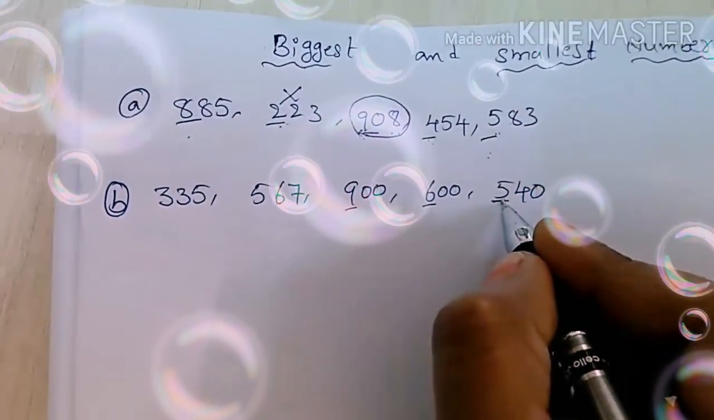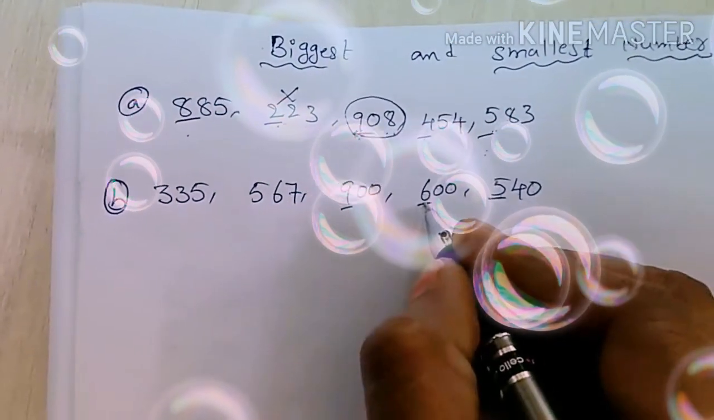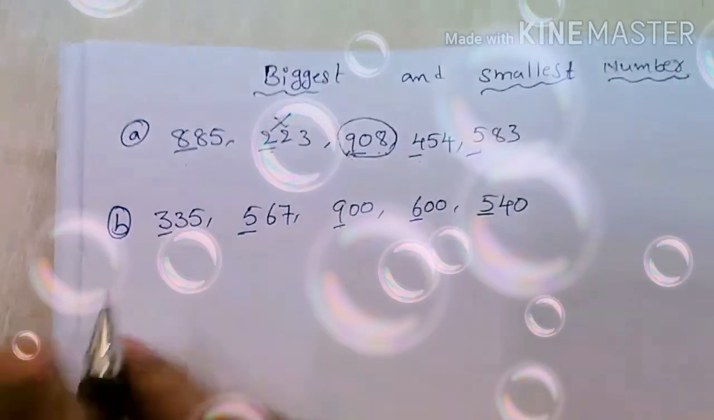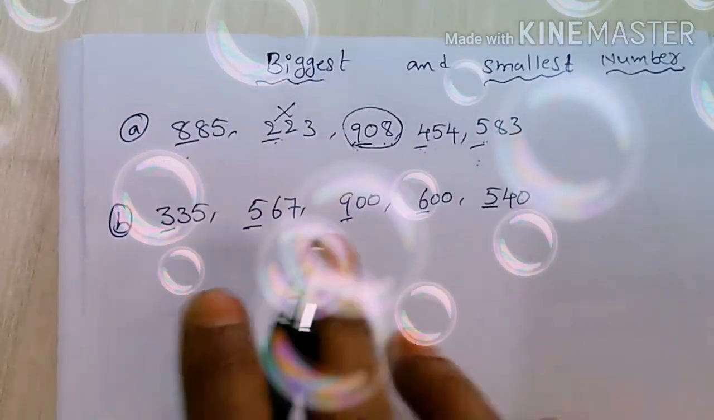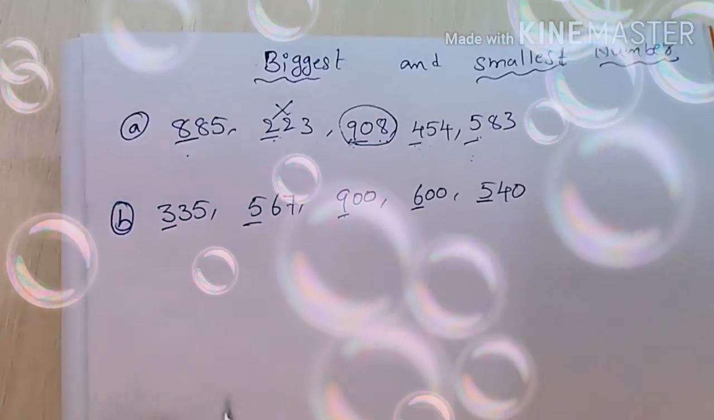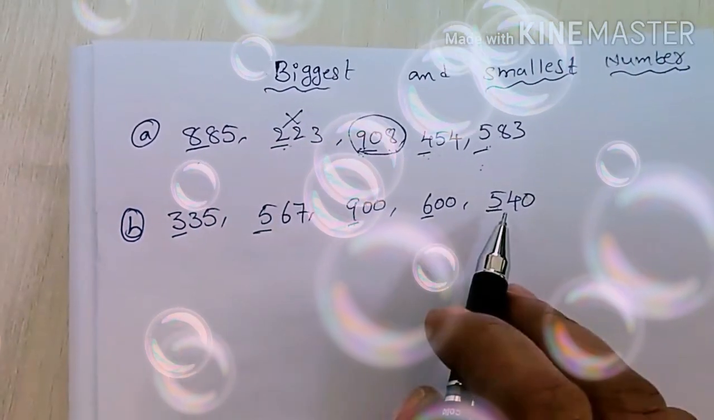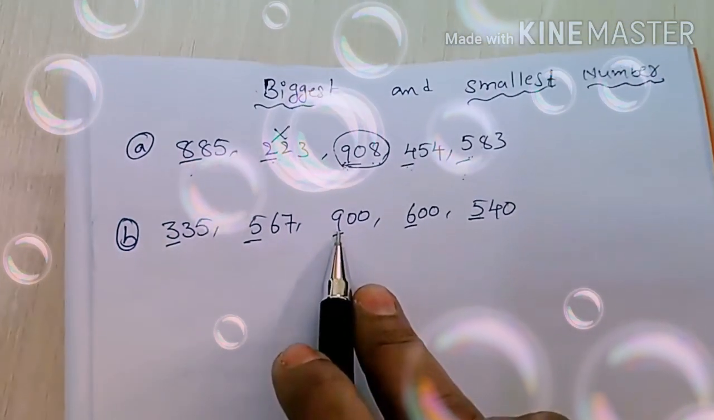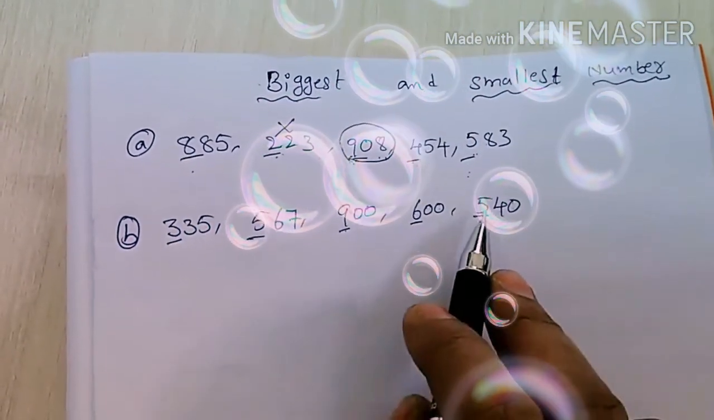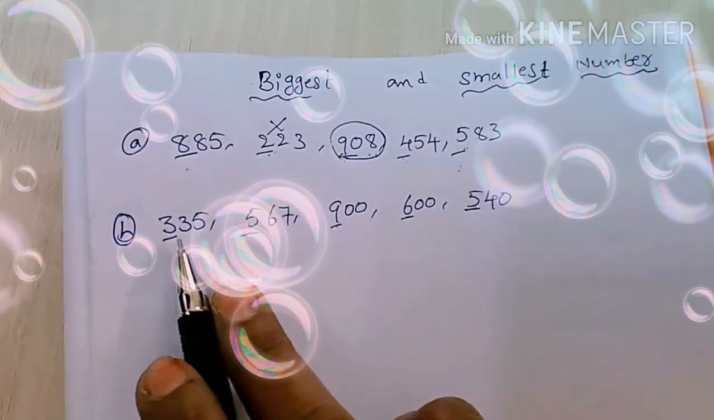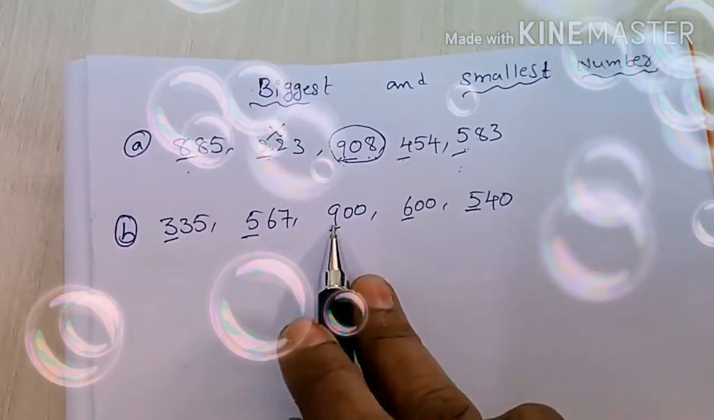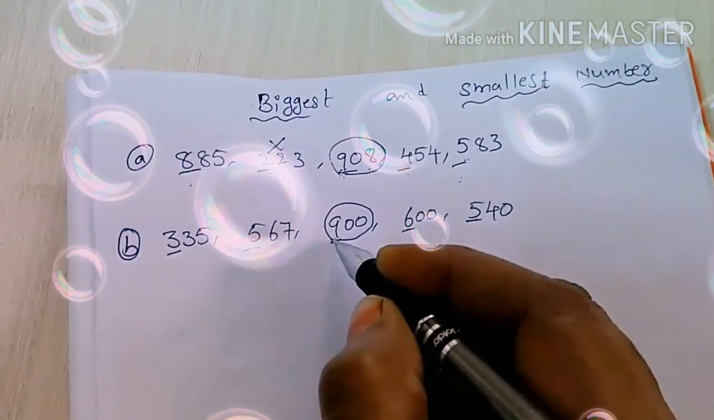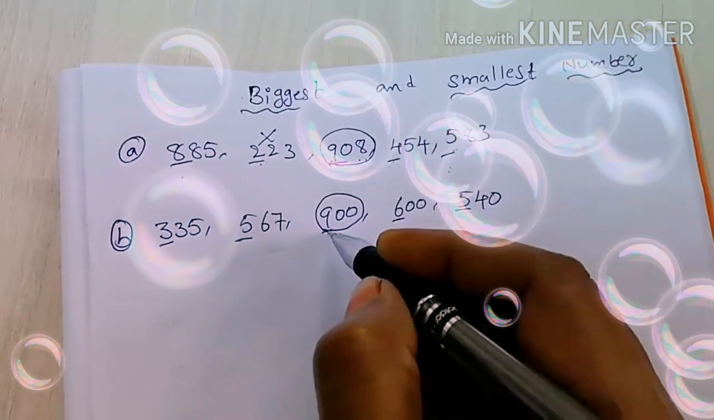So here 5 is 500, 600, 900, 500, 300. So here which is the biggest number? Identify. 3, 5, 9, 6, 4, 5. So which one? 9 is the biggest number because 9 is bigger than 6, bigger than 5 and bigger than 3. So 900 is the biggest number. So like this we can easily identify the biggest number. So we circle the biggest number.